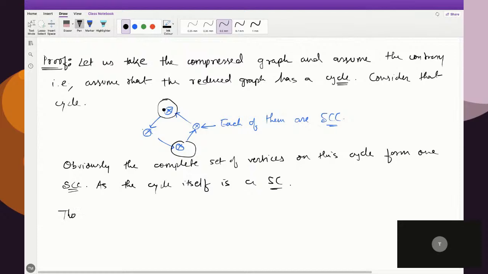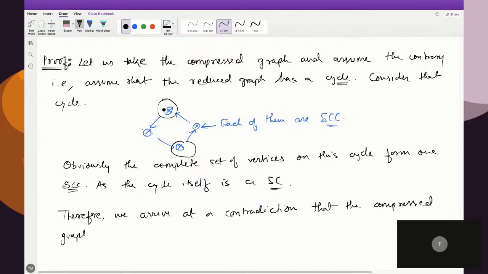Therefore, we arrive at a contradiction that the compressed graph had maximally strongly connected components.